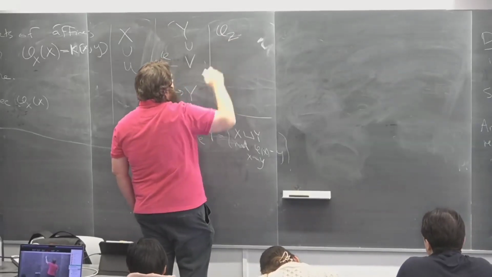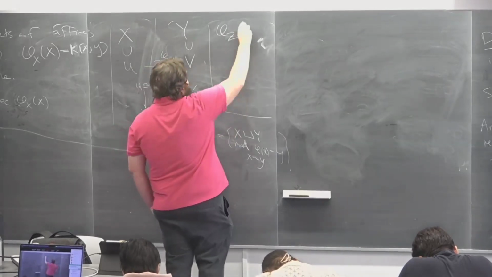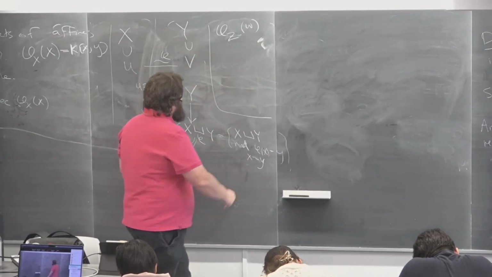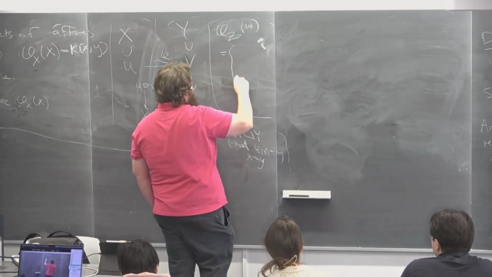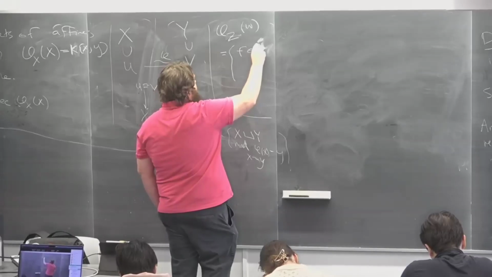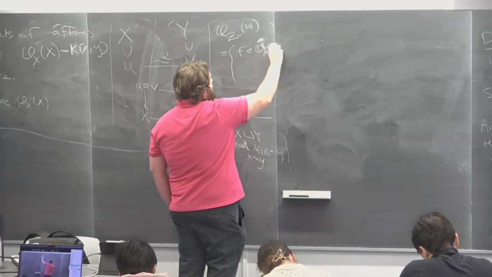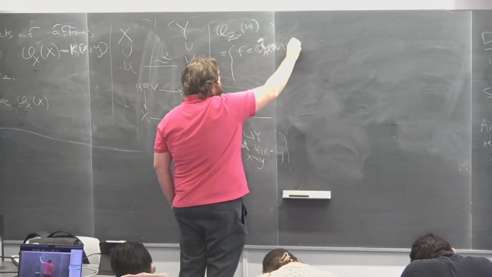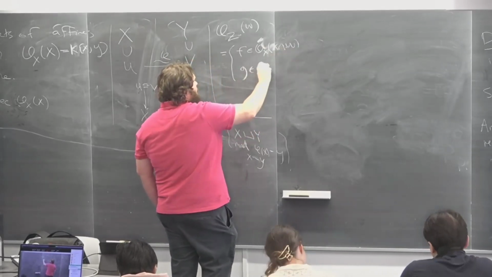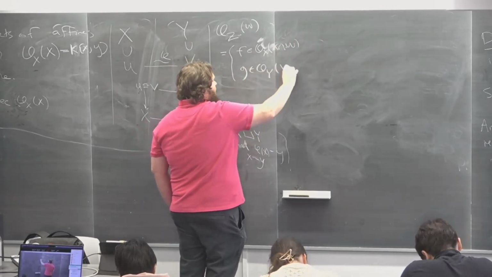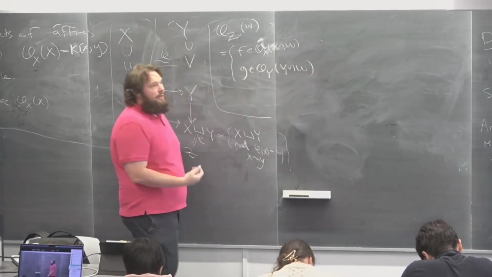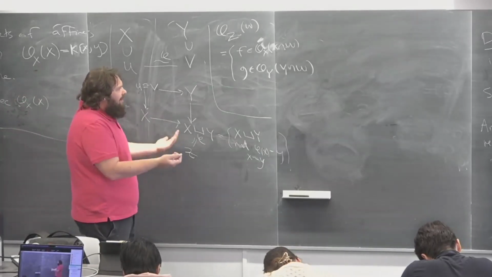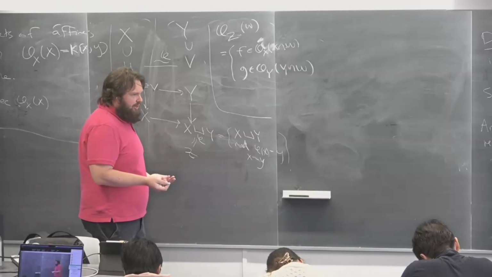And if I want to know what sections of Z, O of Z, are on some open subset W, well, I should look at a section over X intersect W and over Y intersect W. And then I need compatibility on the overlap, right? So this is basically just saying, I need to have this gluing property for sheaves.